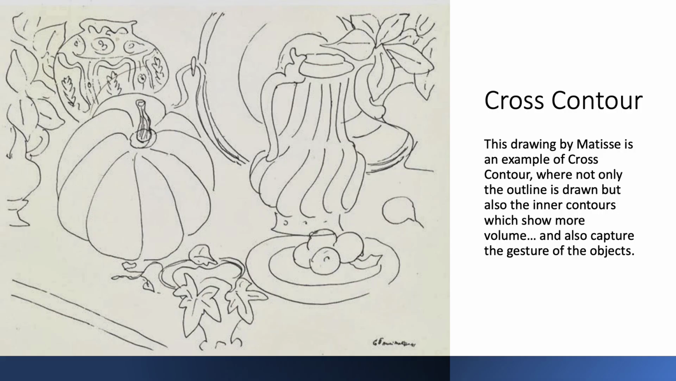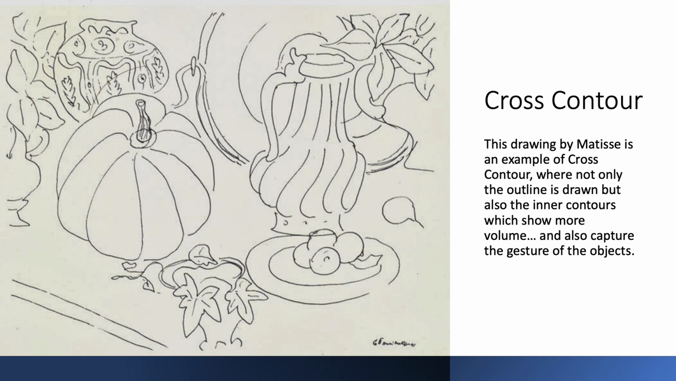Cross contour. This drawing by Matisse is an example of cross contour, where not only the outline is drawn, but also the inner contours, which tend to show more volume of the forms, and it also captures the gesture of the objects. You can see with the pumpkin, we see the inner lines. On the vase, we see the details of the pattern. On the teapot, we see the lines, which either could be painted lines or which show the motion of the form.